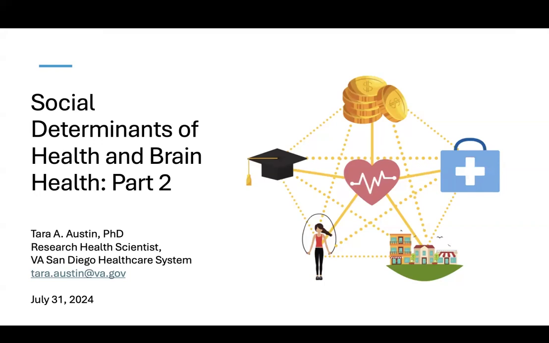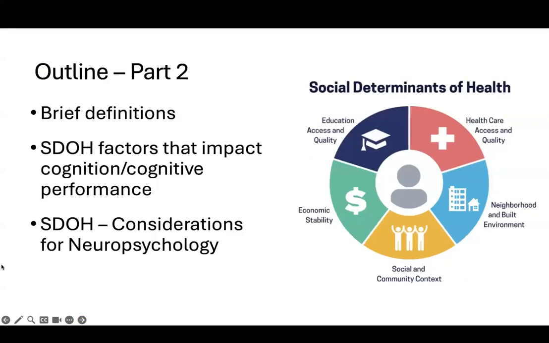And today I'm going to be talking about the second part of our lecture on social determinants of health and brain health. So today we'll be focused on cognitive outcomes and neuropsychology and how social determinants of health impact cognition and cognitive outcomes. So we'll start again with brief definitions that will be helpful for this lecture, and then we'll talk about social determinants of health and how they impact cognition and cognitive performance, and then considerations for neuropsychology as a field and neuropsychologists and those who are interested in the field. What should we be thinking about regarding social determinants of health?